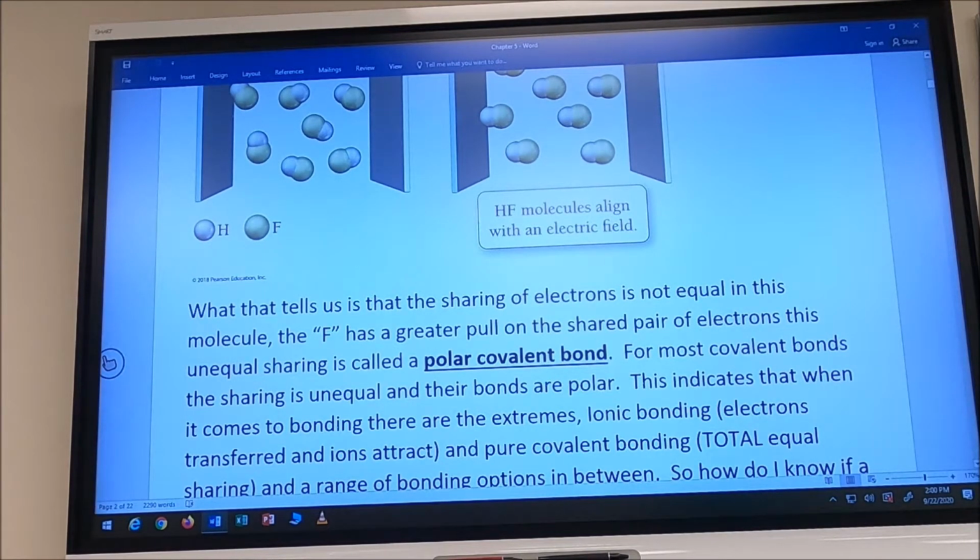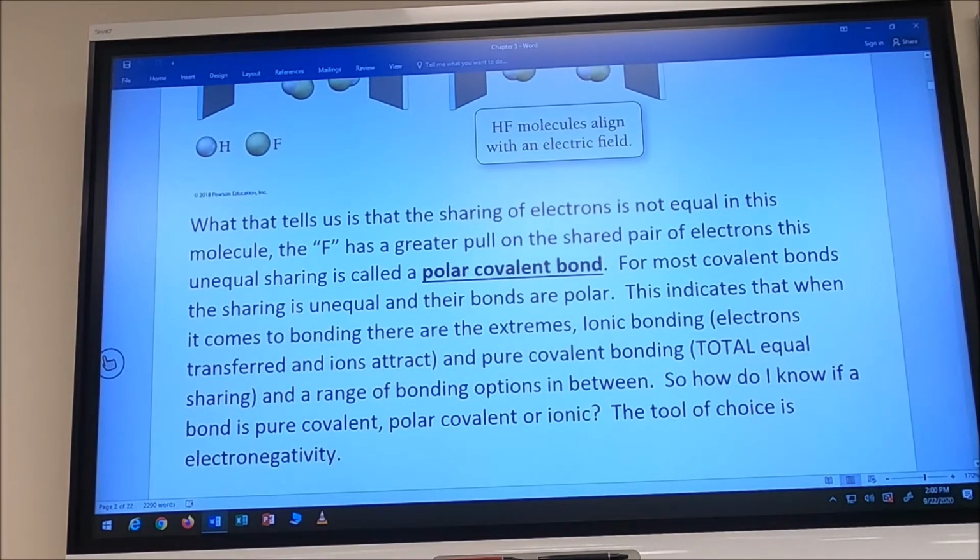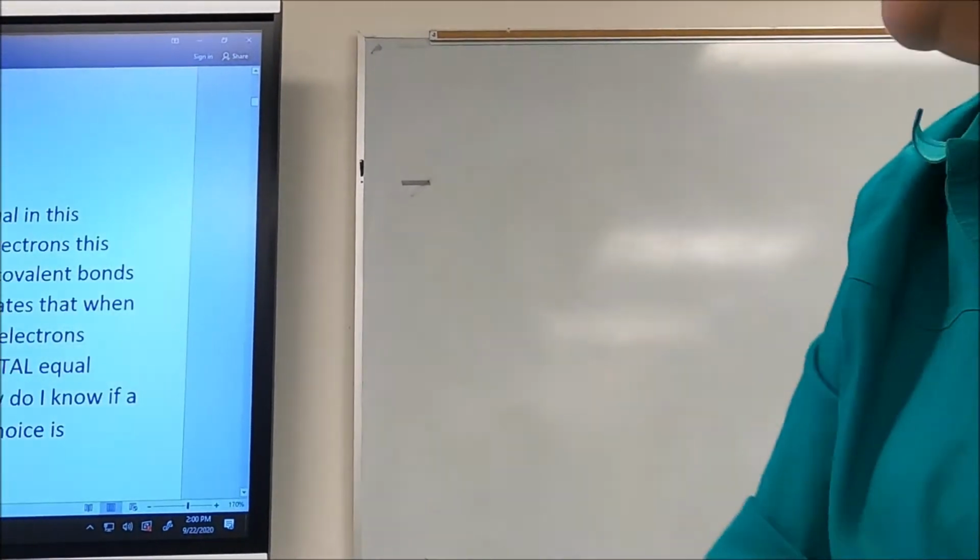Now, what this indicates to us is that in bonding, there are kind of extremes. We can think about pure covalent as being total equal sharing. We can think about ionic as electron transfer. And polar covalent is somewhere in between. Okay? So let me draw a picture for you. Just kind of get this set in your mind.